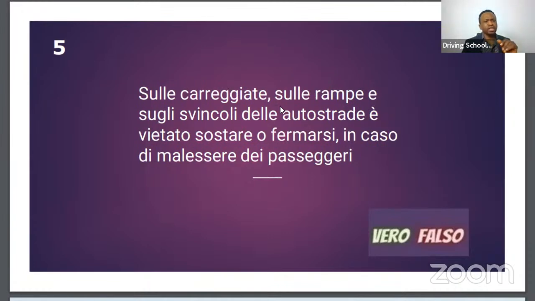So that is it. Number five says: sulle carreggiate, sulle rampe, sugli svincoli dell'autostrada è vietato sostare o fermarsi in caso di malessere dei passeggeri. So what are your answers to this question, number five? Okay, we have Mr. William, who says number four. Mr. William is responding, I think your response just came now.